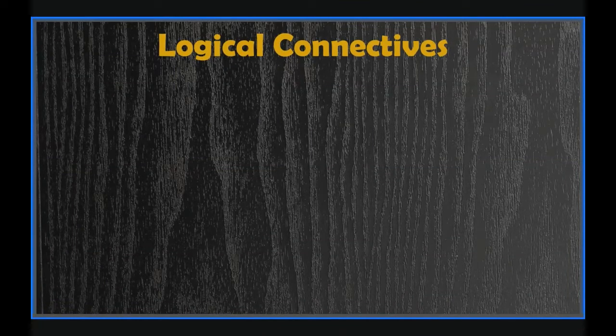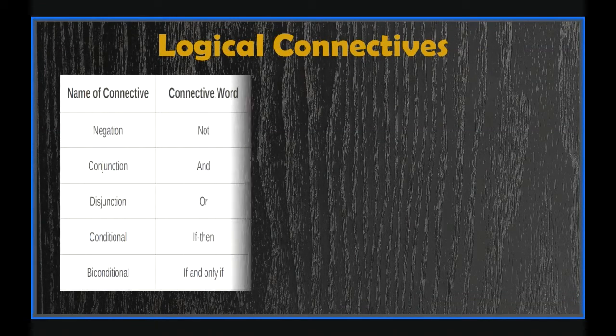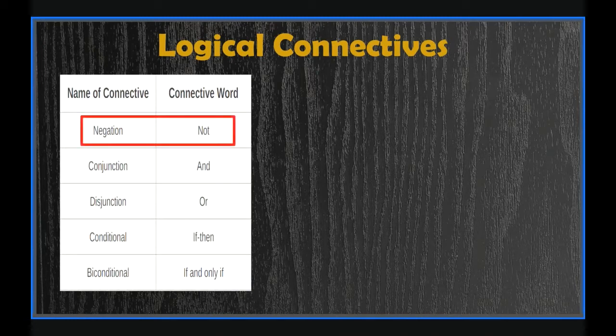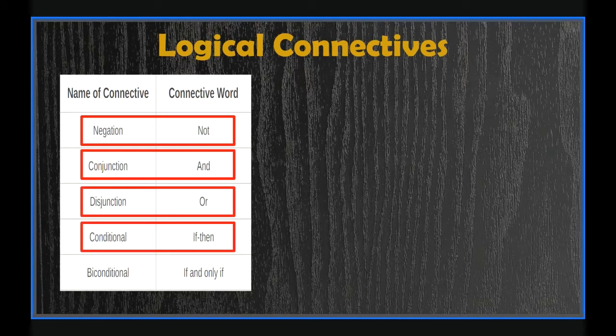Before we start our discussion, let's review some logical operators or some logical connectives. Okay, so here we have negation, conjunction, disjunction, conditional, and biconditional. So, dapat komportable na kayo dito because I am now going to introduce symbols for each of these logical operators. We will also discuss the truth table for each logical operator.